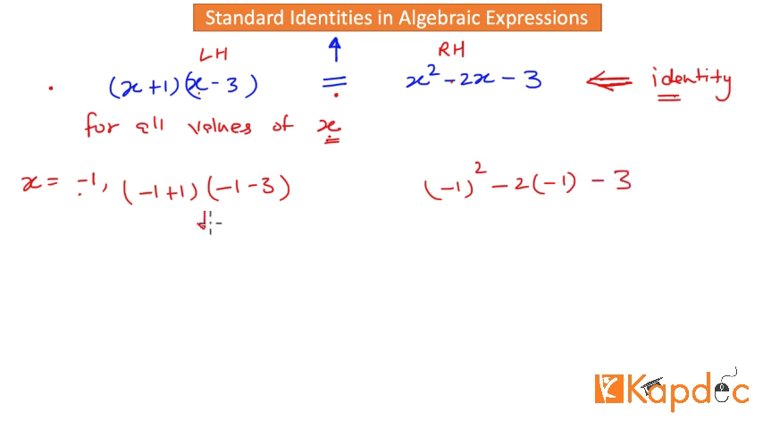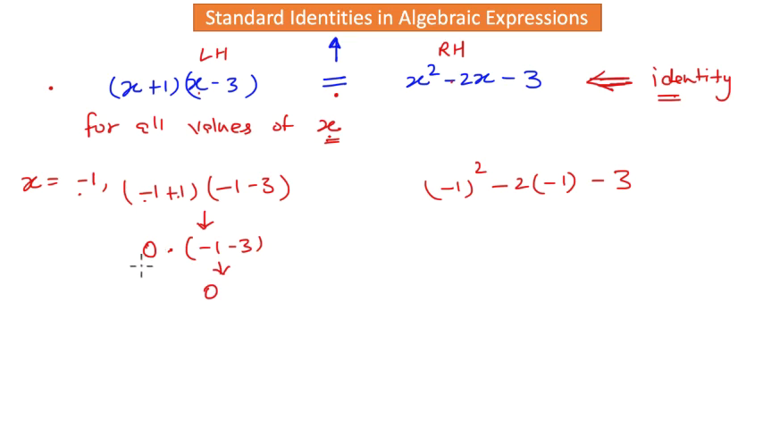And on the right hand side, I get minus 1 square minus 2 times minus 1 minus 3. Now let's find out what this will result in. So minus 1 plus 1 becomes 0 times negative 1 minus 3, or in other words, it's all 0 because anything in multiplication with 0 is 0. And on the right hand side, I have minus 1 square, which is 1, minus 2 times minus 1 becomes plus 2, and minus 3. So in the net result, it is all 0. So of course, they both are equal, right?